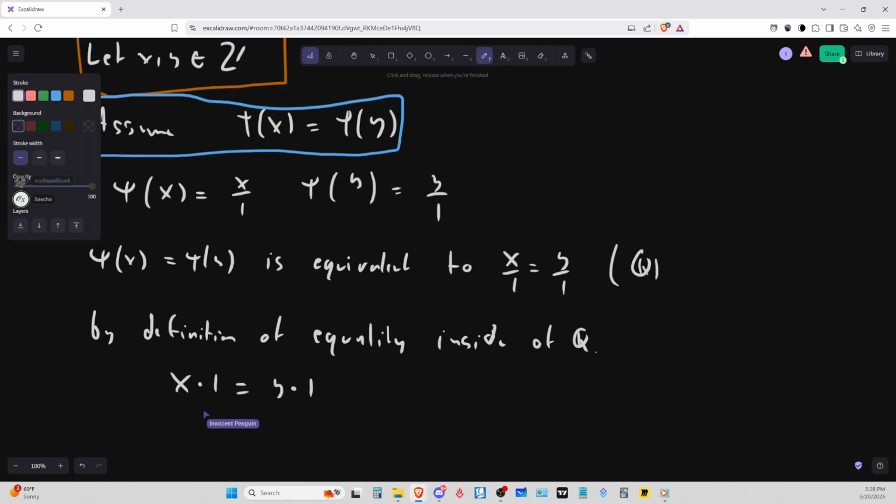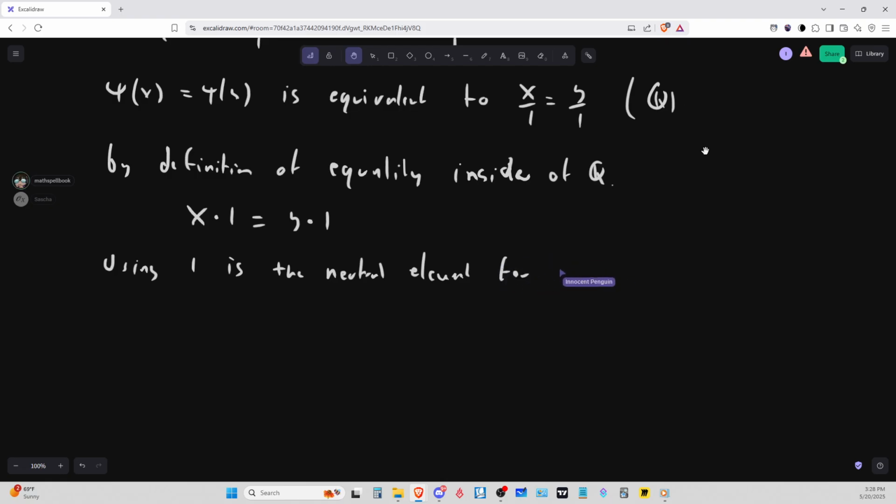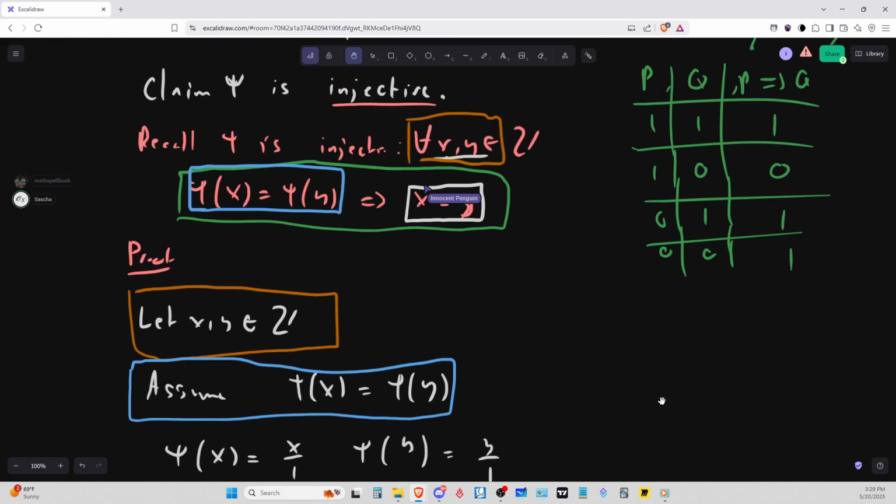And now we know from what we did before that, for example, multiplying an integer by 1 will do nothing. So using that 1 is the neutral element for multiplication, we have that x is equal to y. Here I'm missing colors, but if I go back to our logical statement, I just got the conclusion. I just got x is equal to y.